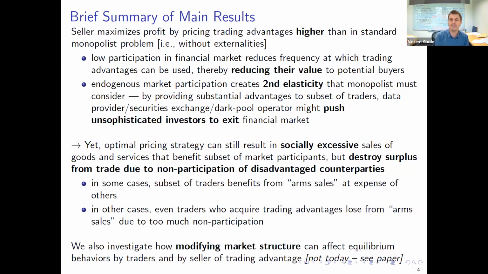I don't think I'm going to have time to go over this today, but in the paper, we investigate how modifying the market structure can affect the equilibrium behaviors by traders and by the seller of their trading advantage, and how we can, in a way, improve or fix the markets.